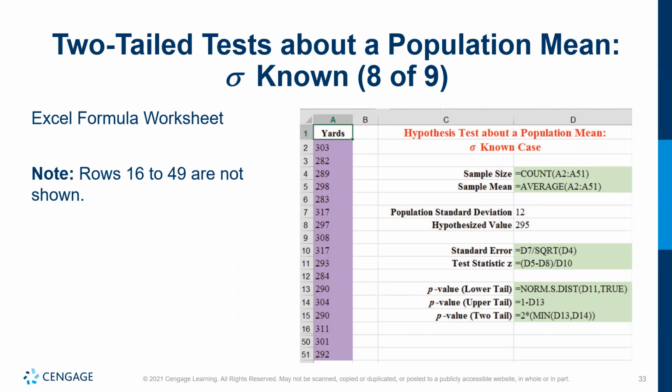The p-value of the lower tail is NORM.S.DIST of the z-score of the test statistic and TRUE. The upper tail is 1 minus the lower tail. And for the two-tailed test, you just multiply it. What they put: MIN, D13, D14.